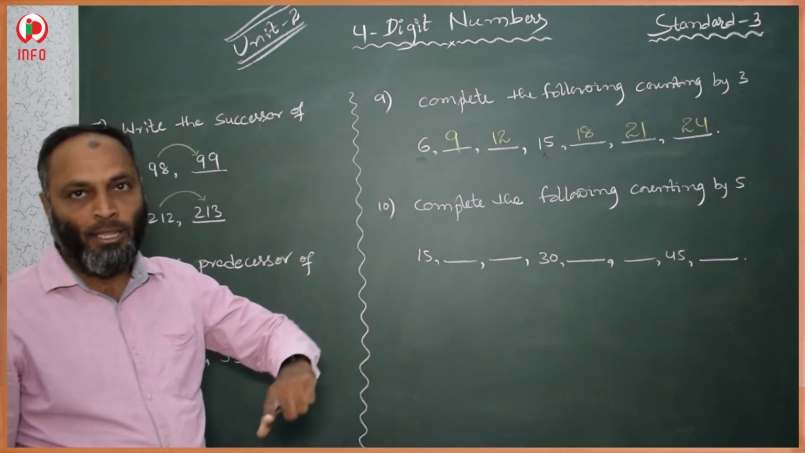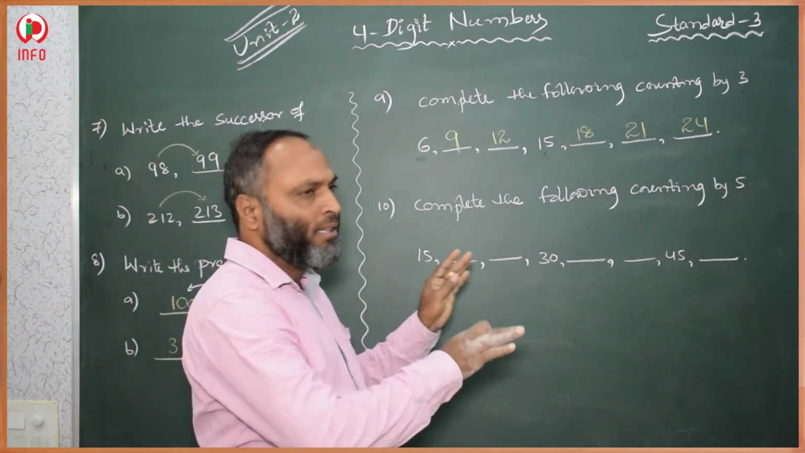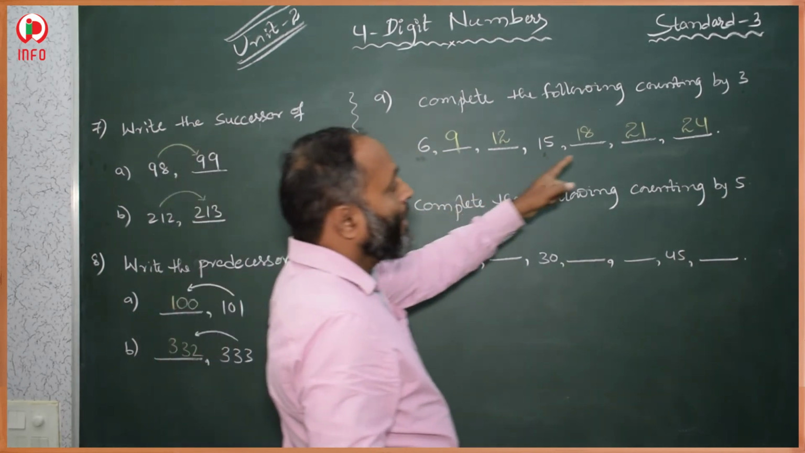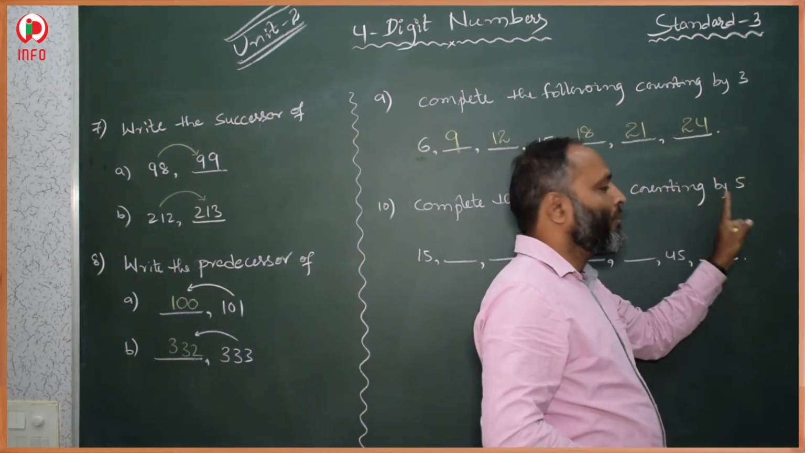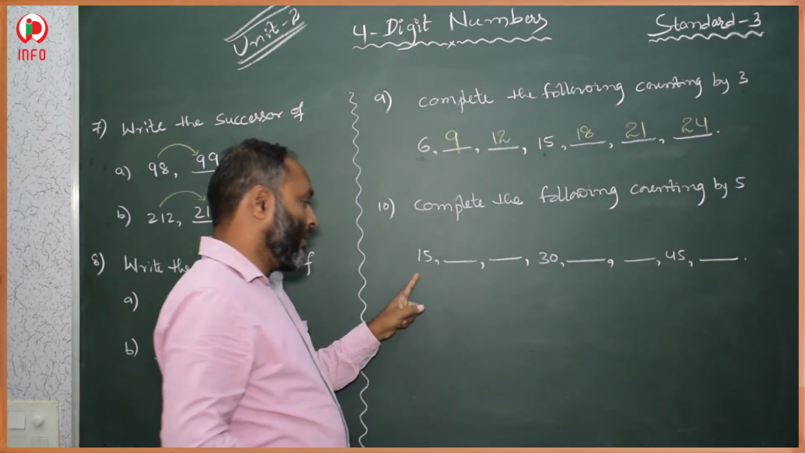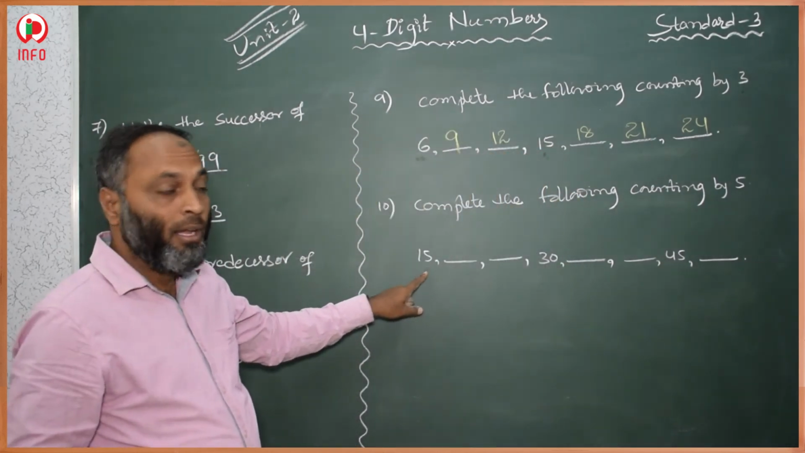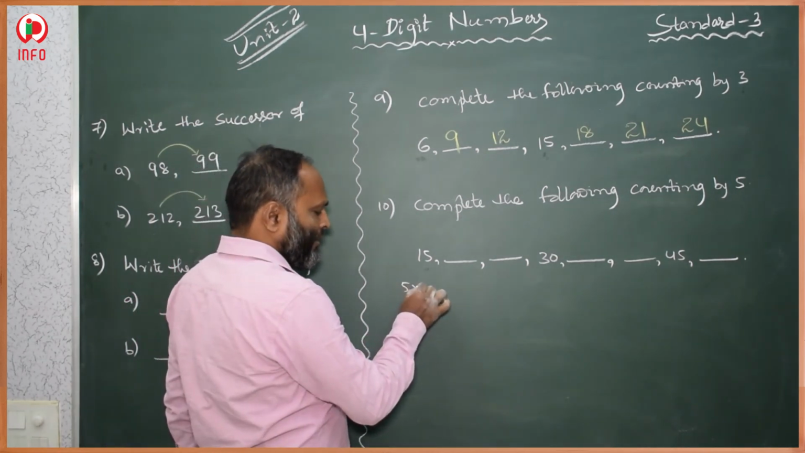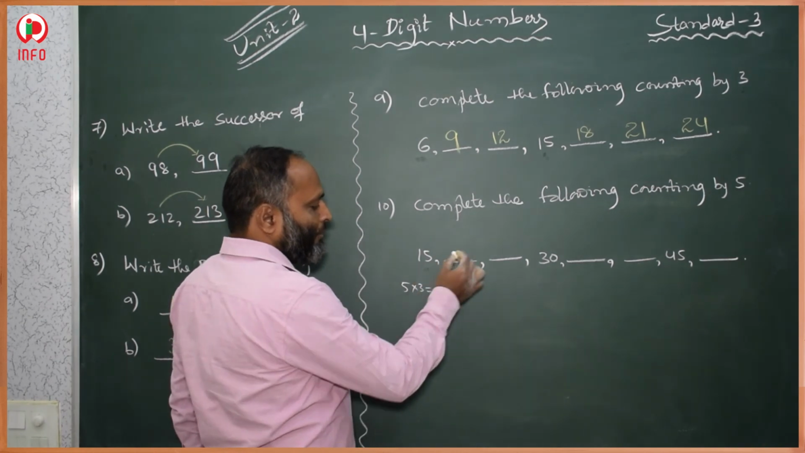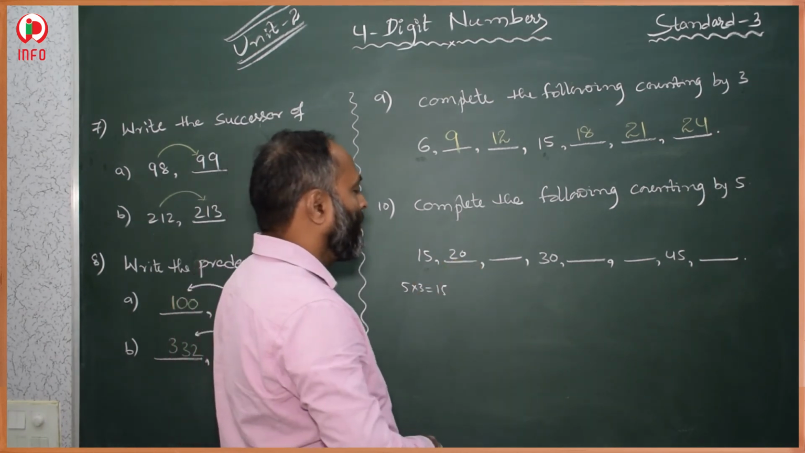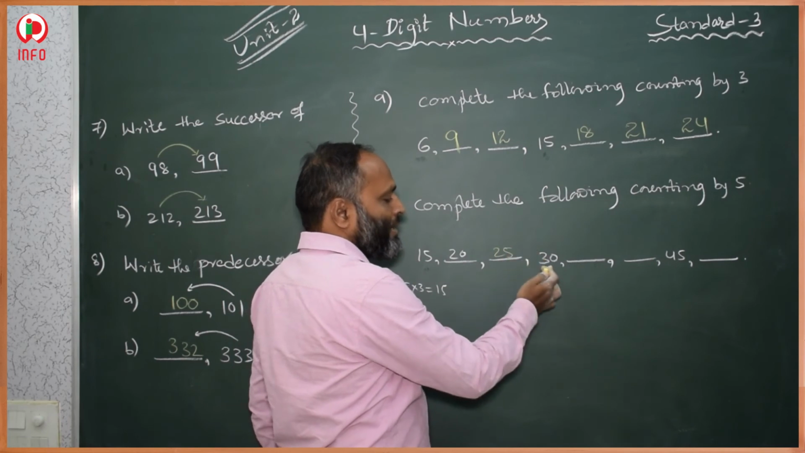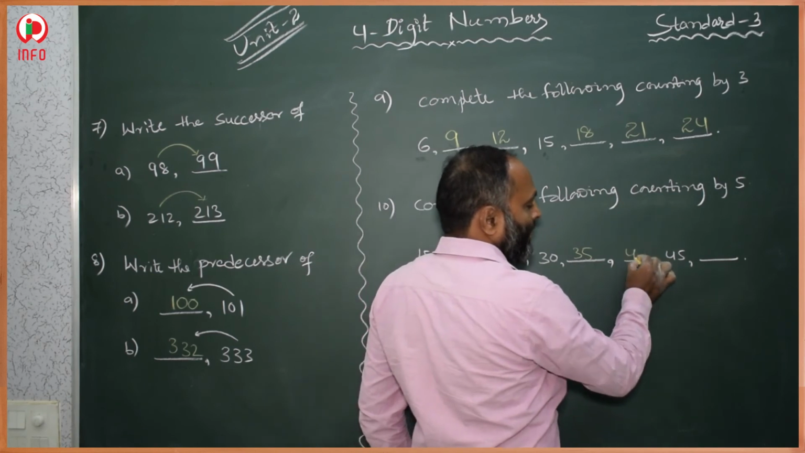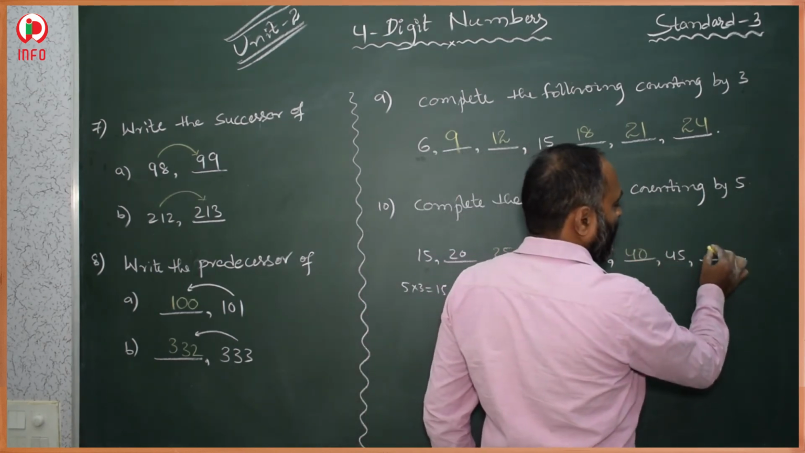The 10th question is also similar; the 9th and 10th questions are both similar. Here it is counting by 5, and 15 is given. In the 5 table, 5 threes are 15, 5 fours are 20, 5 fives are 25, 5 sixes are 30, 5 sevens are 35, 5 eights are 40, 5 nines are 45, 5 tens are 50.